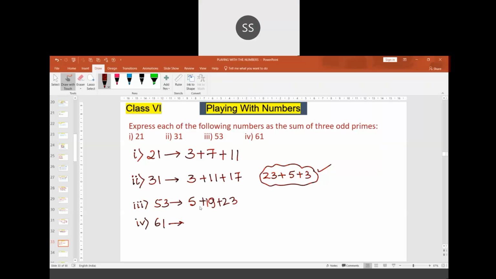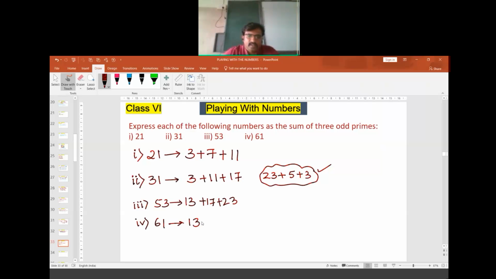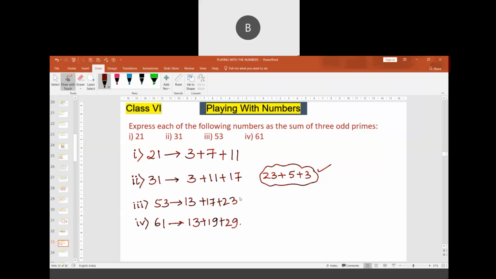43 plus 23 plus 7. No, this 43 is wrong. 43 plus 5 plus 5 doesn't give it. Sir, 41 plus 7 plus 5. If we take 13, 17, 41 then we get 7. 41 plus 7 plus 5. 13 plus 17 plus 23. Like this, we can find other numbers also, sir.